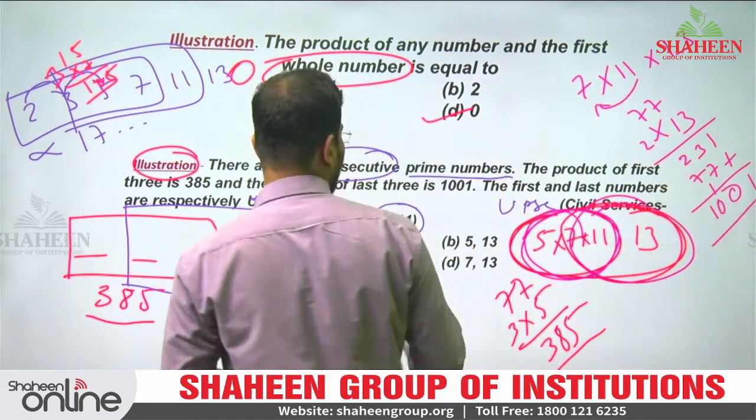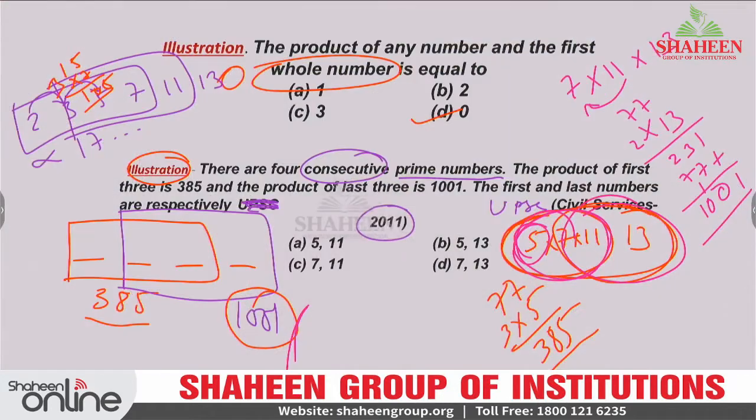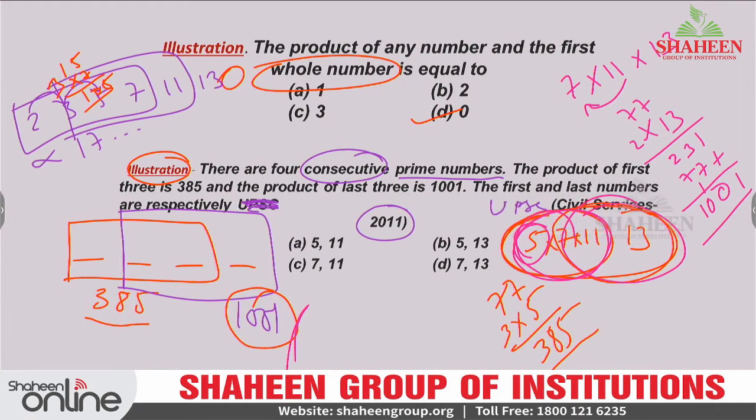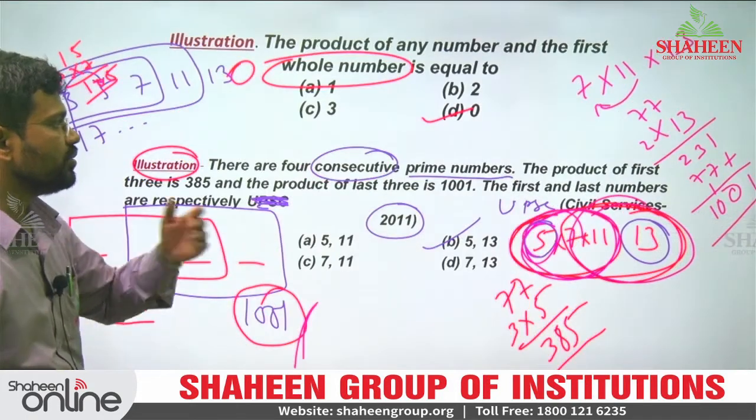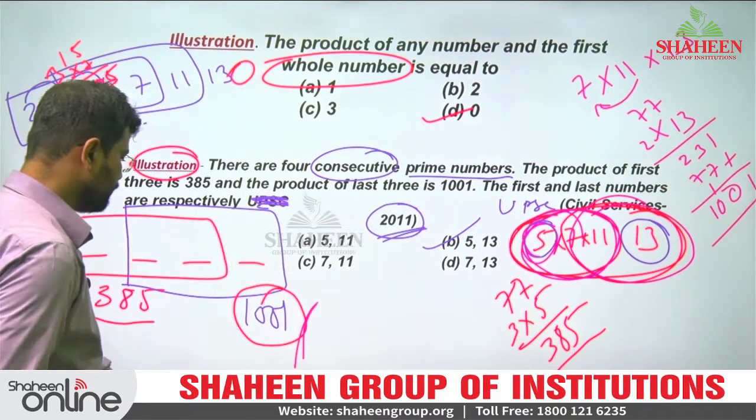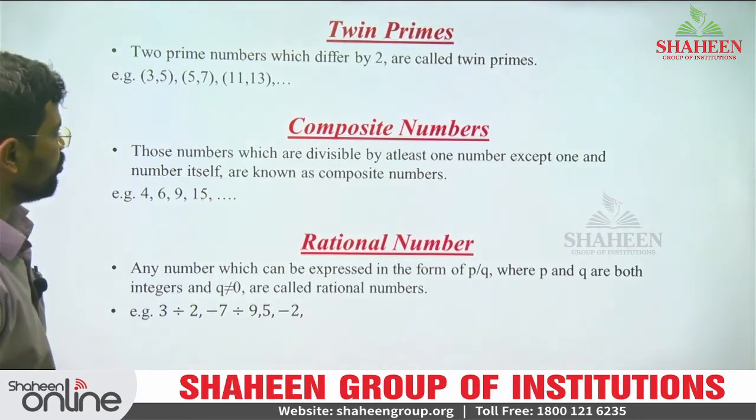So then what is the answer here? What will be the first and the last number here? So the first number is 5 and the last number is 13. Yes, friends. So this is a very good and interesting question which was asked in the UPSC Civil Service 2011. Now let us move ahead.